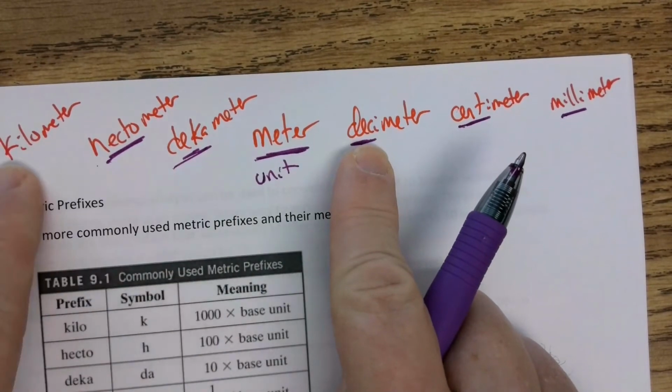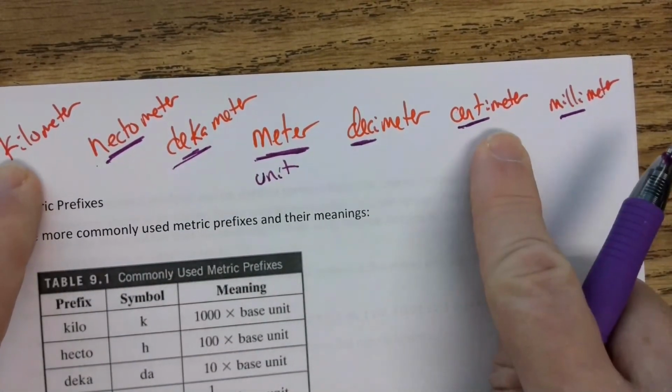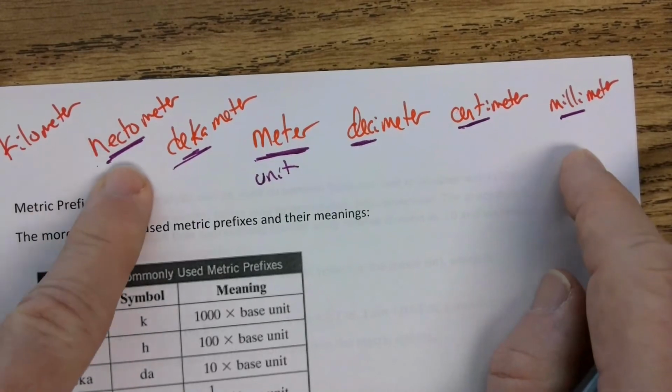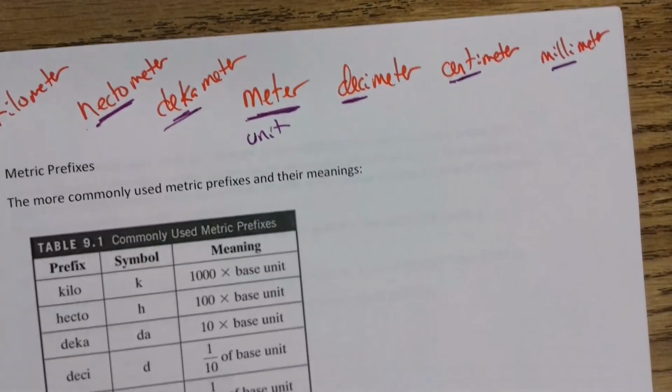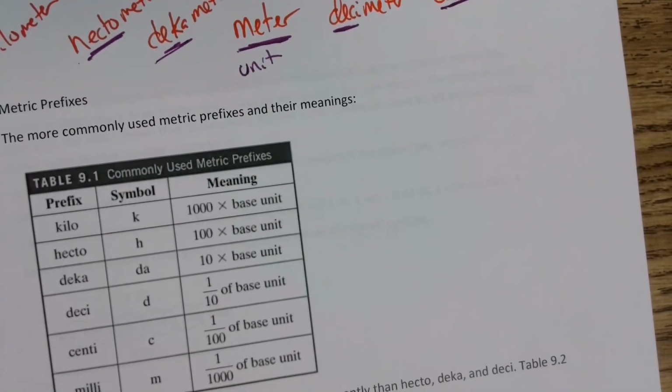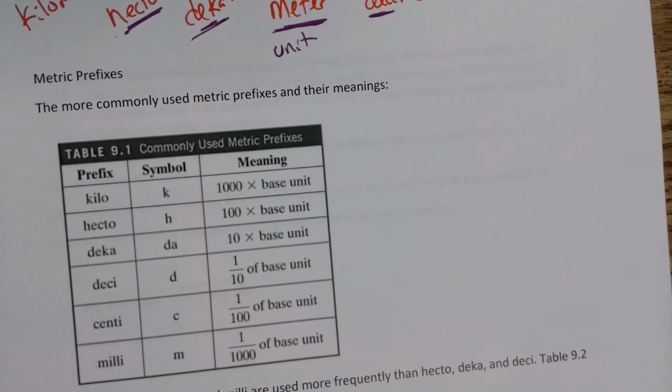And then kilometer I have no problem. Centimeter I have no problem. Then I have a problem remembering hecto. But it's usually on the test somewhere. So if I forget it, I can go find it. Okay. So there we go.